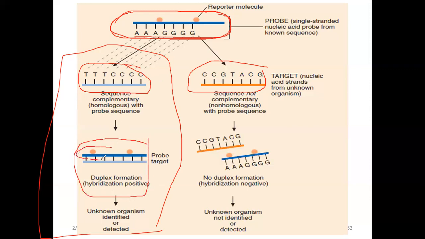Magbabind si probe mo dun sa unknown. Okay? Ito yung unknown. Okay? So, this is the probe that we use to detect the unknown target. This is the target or the unknown, I should say. Okay? So, if the unknown is complementary to the probe, they will bind to form the duplex. Okay? So, the combination or the binding of your probe to that of your target is what we call your duplex. Okay?